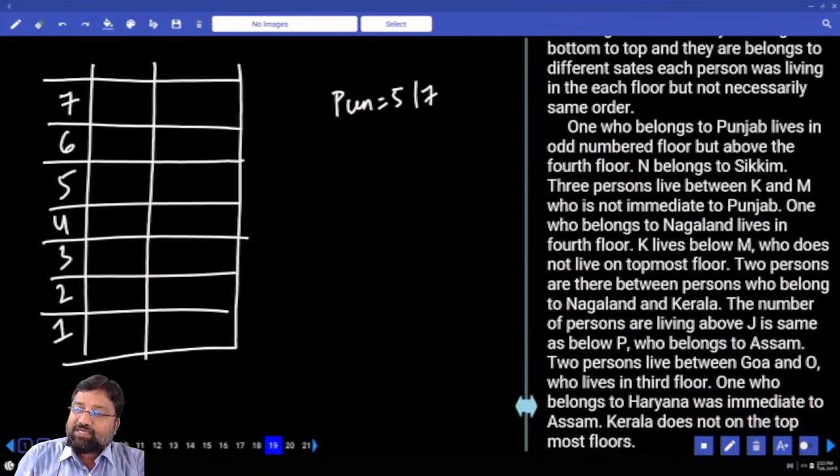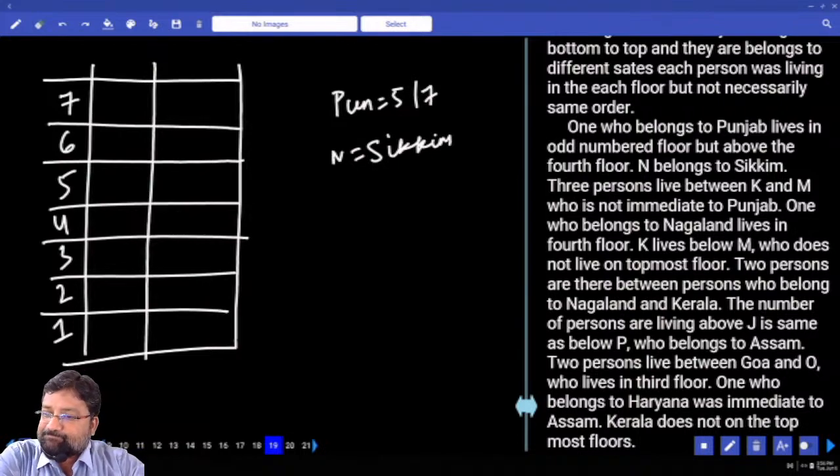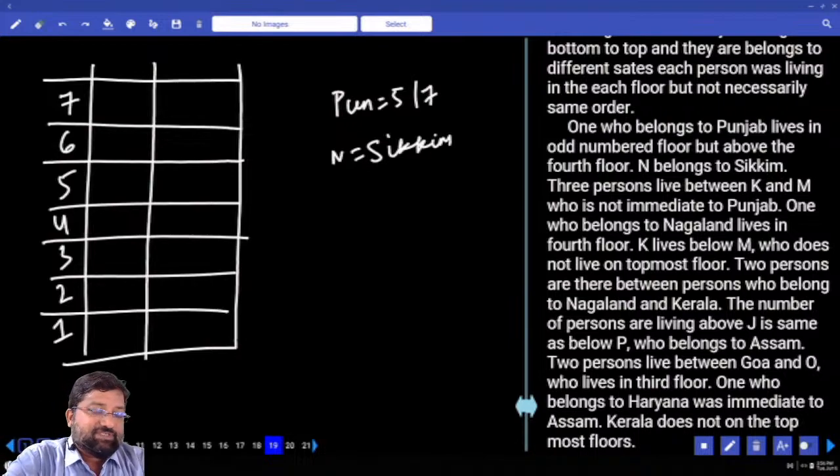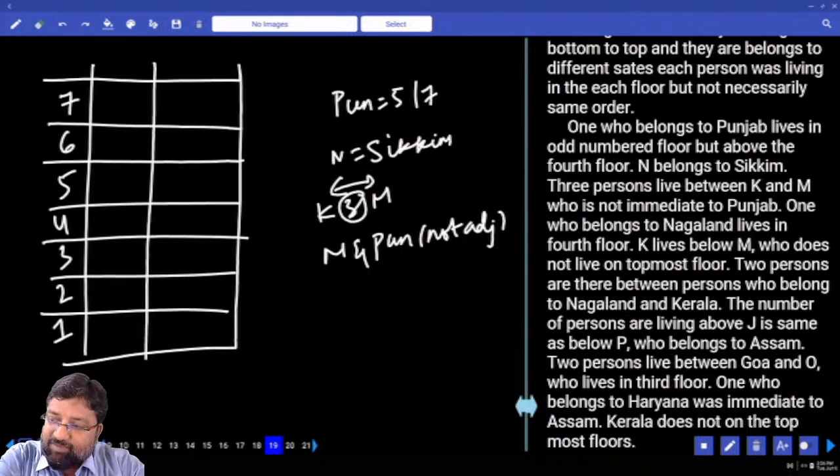What is the next one? N belongs to Sikkim. Next line. Three persons are living between K and M, M who does not belong to Punjab. How many persons between K and M? 3 persons. M and Punjab: adjacent or not adjacent? 3 persons live between K and M. M is not immediate to Punjab.